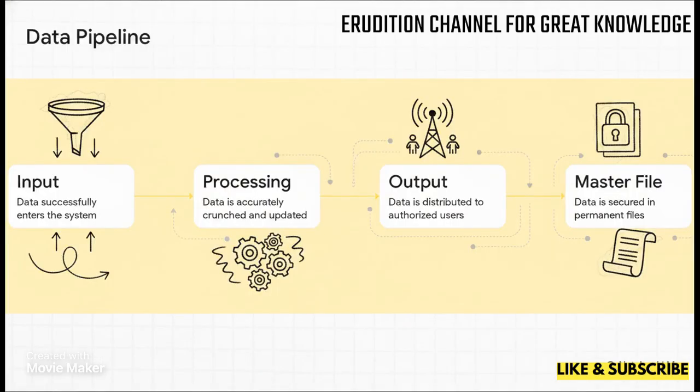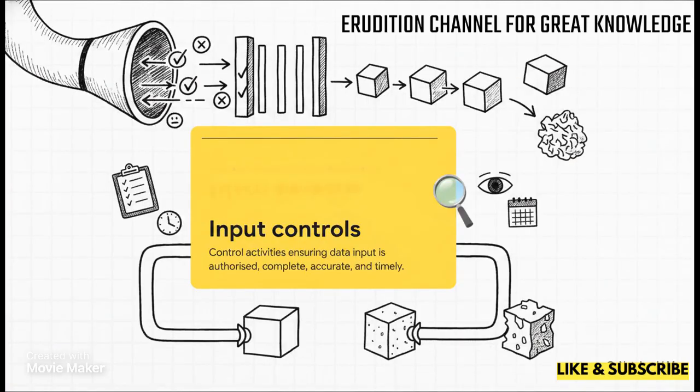Okay, I highly recommend you memorize this specific sequential journey of data. It goes from input to processing to output and finally over to the master file. Seriously, visualizing this pipeline is going to help you answer almost any exam question on this topic. If you know exactly where the data is in its life cycle, you're going to know exactly which control applies to it. Let's move to the start of the pipeline and see how this builds.